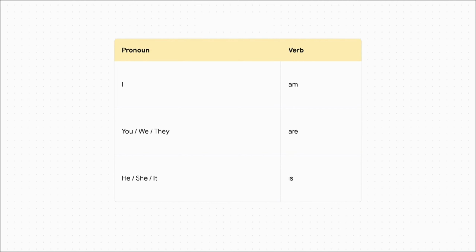And of course, in English, there's always an exception to the rule, right? Well, meet the verb to be. This one totally plays by its own rules. Instead of just adding an s, it transforms completely. It's a special case, so these three forms, I am, you are, he is, you pretty much just have to memorize them. But hey, there are only three.